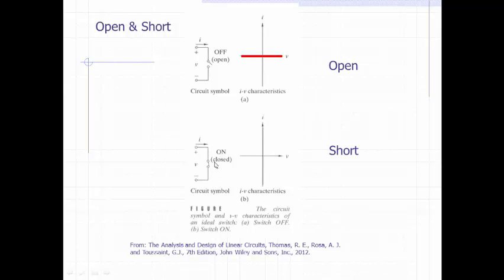If you have a closed circuit, we call it short. If you have a short circuit over here, then the voltage across a short will be equal to 0. Because we assume when you get to a short, you only have a wire connecting from here to here, and we assume wire has 0 resistance.